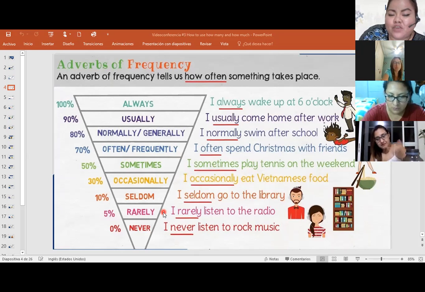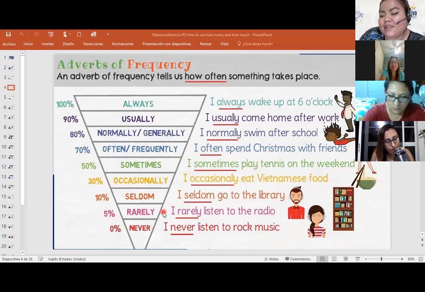Now, can you read this one? ¿Puedes leer esa, por favor? I rarely listen to the radio. Listen to the radio. And the last one, Marina. I never listen to rock music. To rock music. Very well.